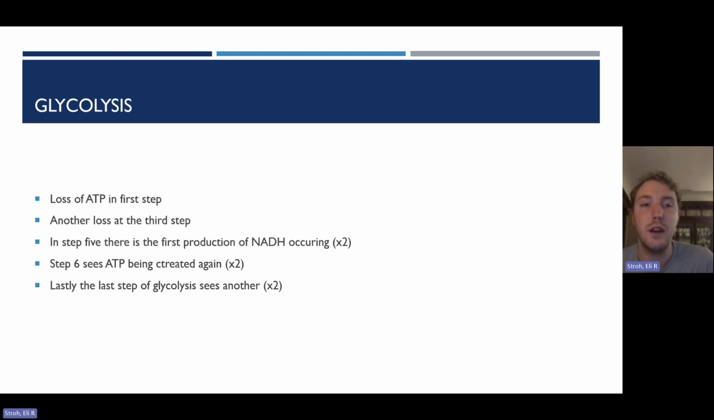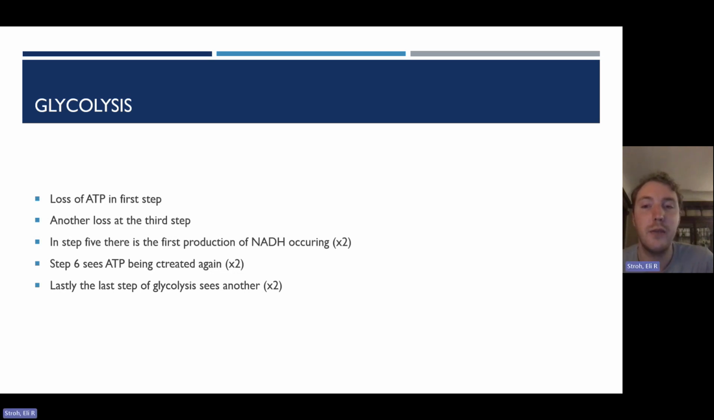So first, in glycolysis, we have a loss of ATP within the first step. We see this due to glucose being turned into glucose 6-phosphate, and we lose that ATP, or as I'm going to keep saying for the rest of the video, investing that ATP. The enzyme we use to invest said ATP is the enzyme hexokinase. Then, at the third step, we have a second investment of ATP going from fructose 6-phosphate into fructose 1,6-bisphosphate. Here, the enzyme PFK is being used.